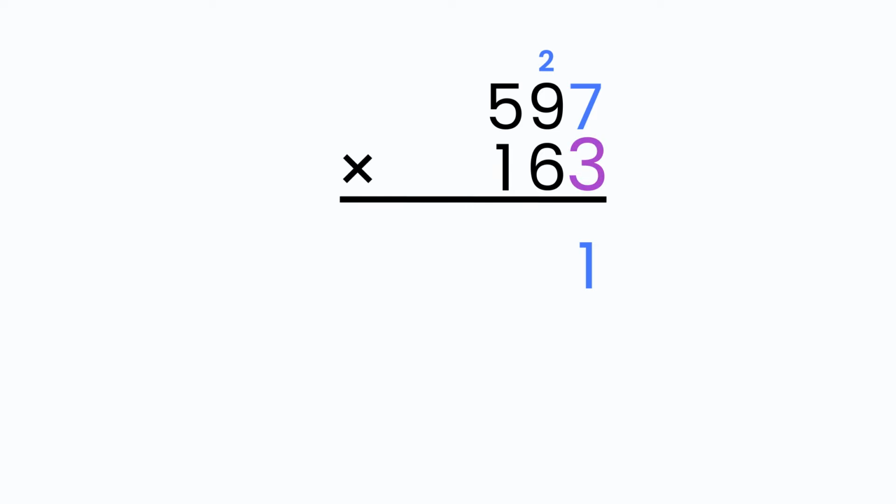Next, you multiply 3 by 9, which is 27. Add the 2 you carried, and you get 29. Put the 9 in front of the 1 and carry the 2.